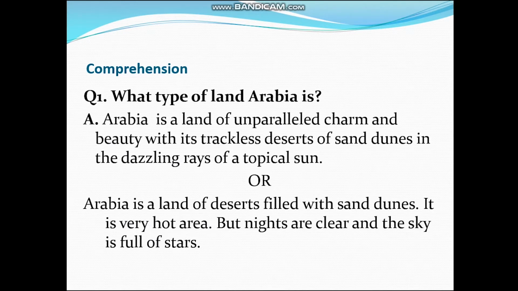Now, here is comprehension. We'll do our comprehension questions. Question number 1. What type of land Arabia is?